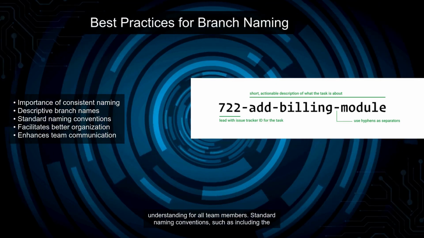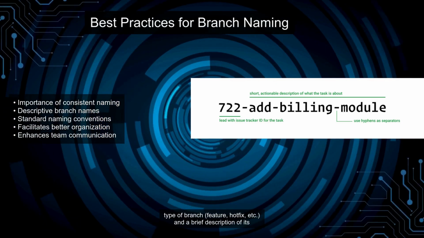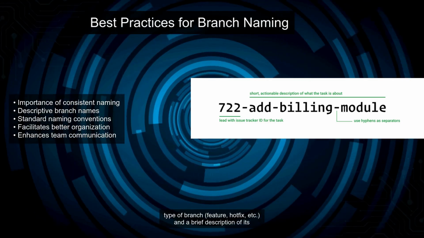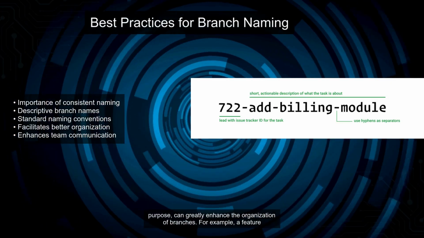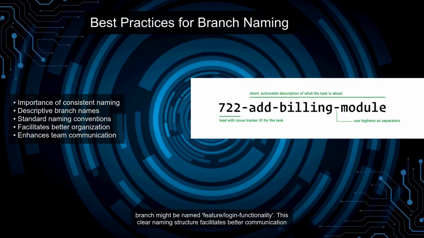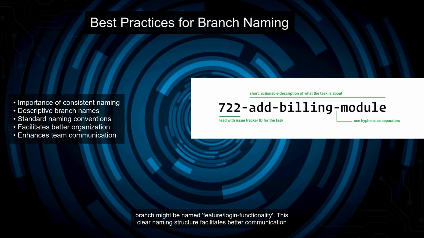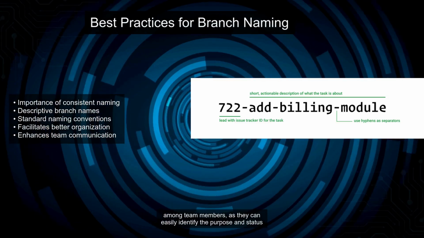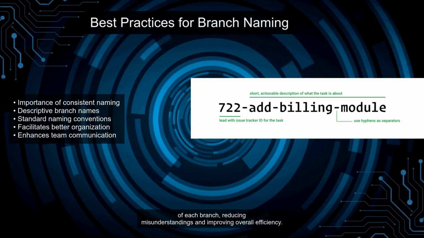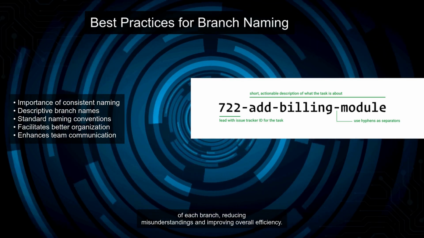Standard naming conventions, such as including the type of branch, feature, hotfix, etc., and a brief description of its purpose, can greatly enhance the organization of branches. For example, a feature branch might be named feature/login functionality. This clear naming structure facilitates better communication among team members, as they can easily identify the purpose and status of each branch, reducing misunderstandings and improving overall efficiency.